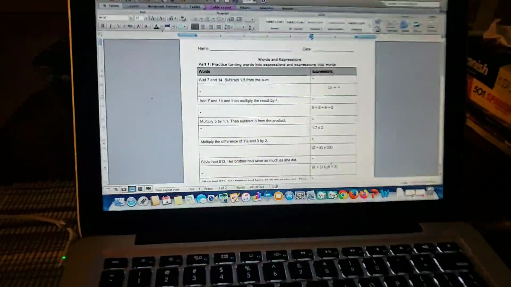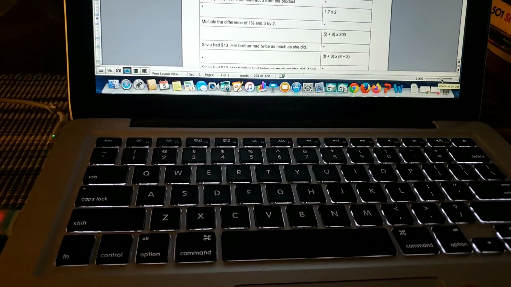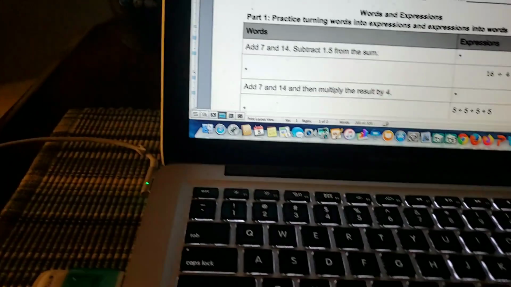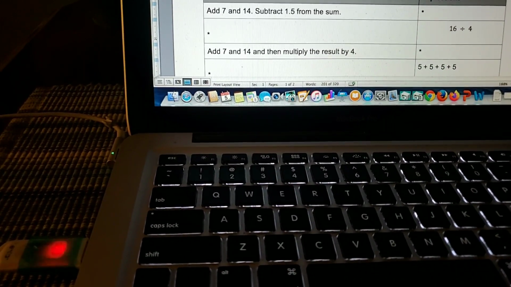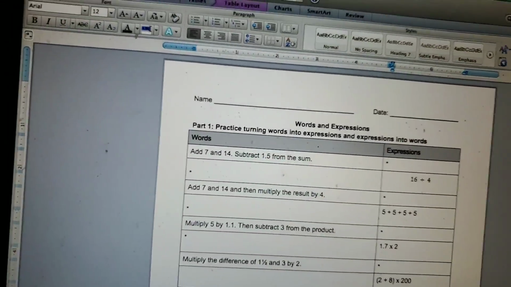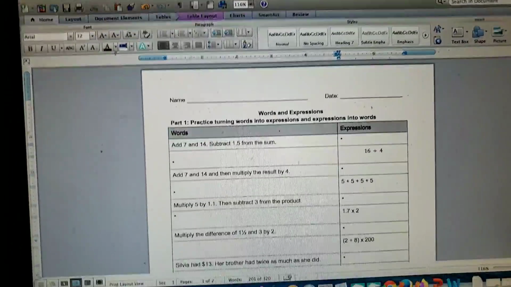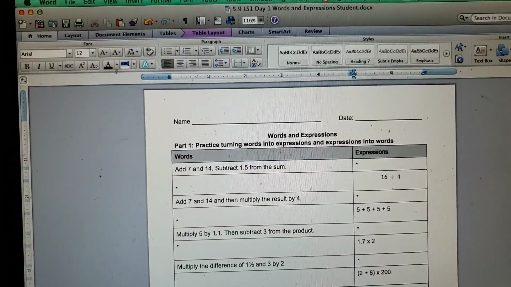Okay, so let's go over it. So your assignment tonight, let's make this a little bit bigger if we can. There we go. Okay. Words and expressions. This is your assignment tonight. So there are 2 pages, 2 parts.